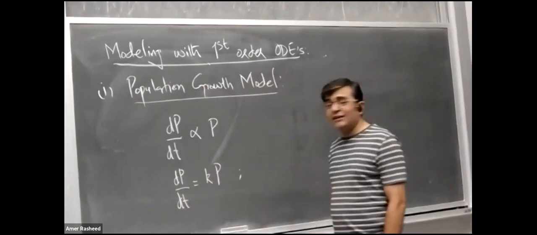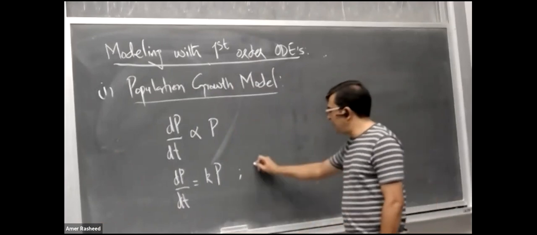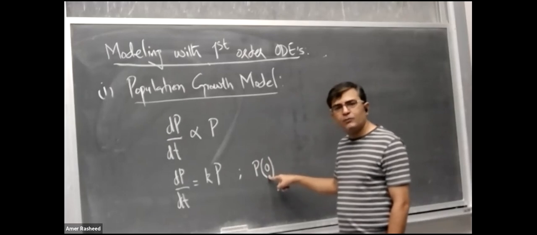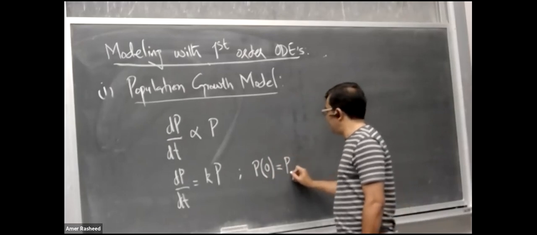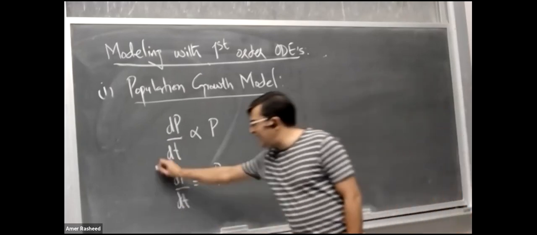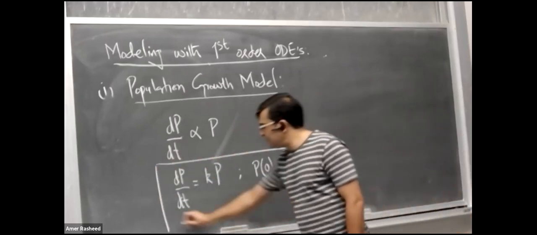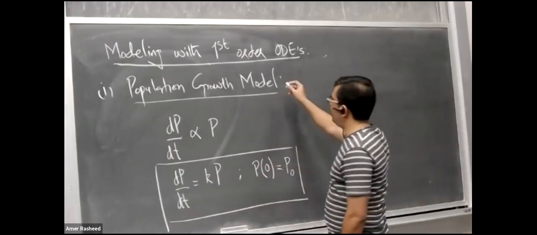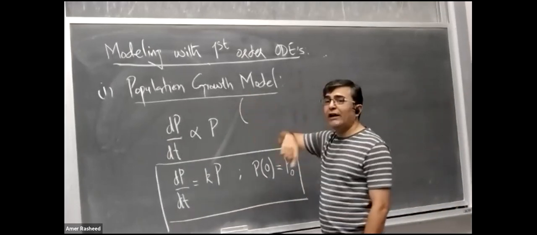And it depends on the initial population as well. The initial population is the population at time 0. It could be P naught. P naught is some constant. So this is your complete population growth model, where we have assumed that the population is only growing.